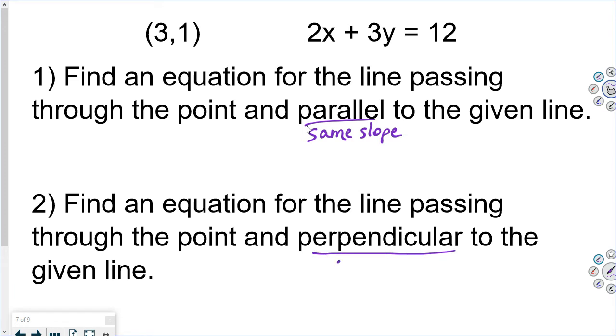Perpendicular means that it's going to be the opposite reciprocal. So remember, opposite just means that you're changing its sign from positive to negative or vice versa. Reciprocal means you are flipping the fraction.